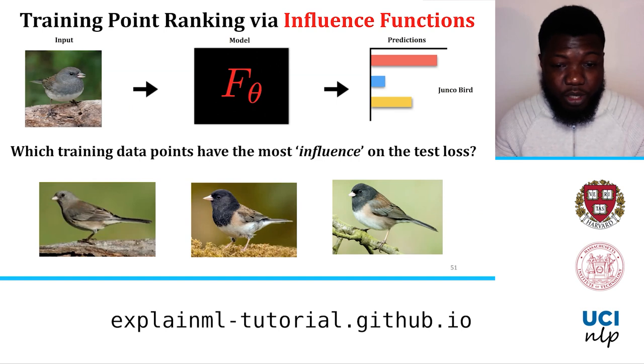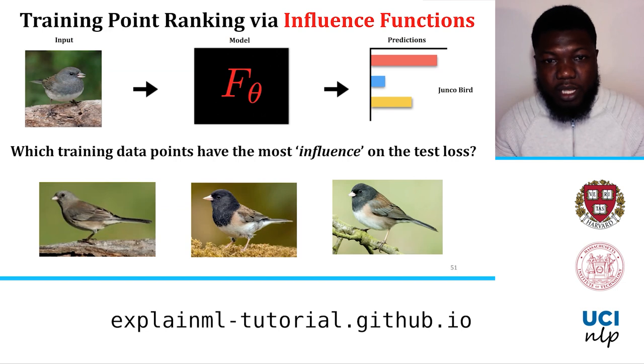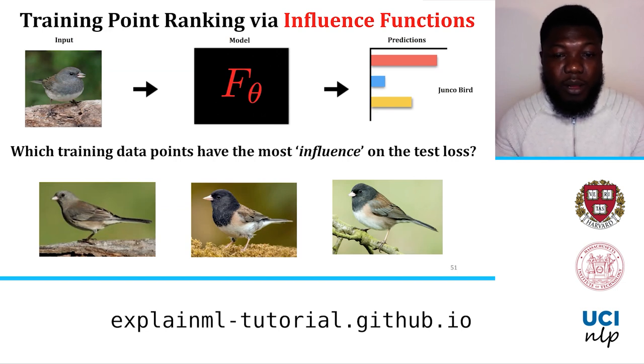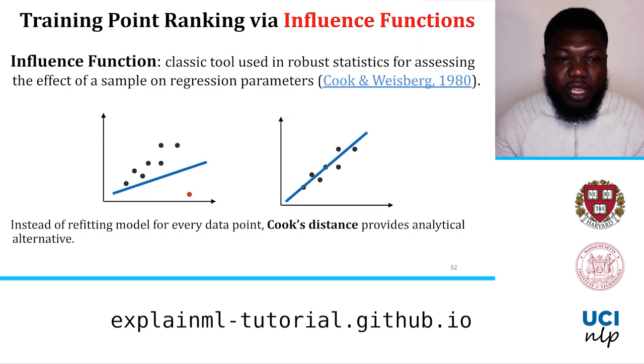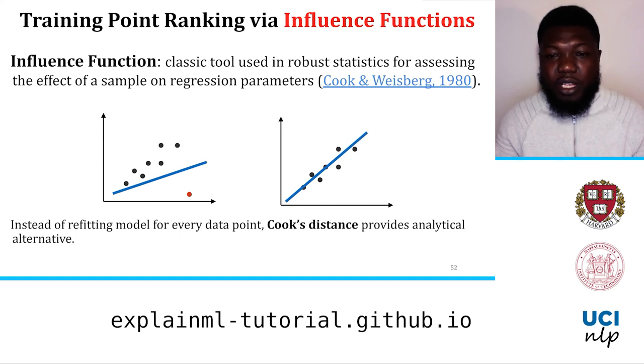If you're a model developer training this model, you can look at these examples and have more confidence that your model is relying on the right semantic features to determine that this input is a Junco bird. So these are ways you can diagnose your model. The influence function is actually a classic tool in robust statistics used in regression diagnostics. It helps you answer the question: what is the influence of a particular training point on my parameter setting?